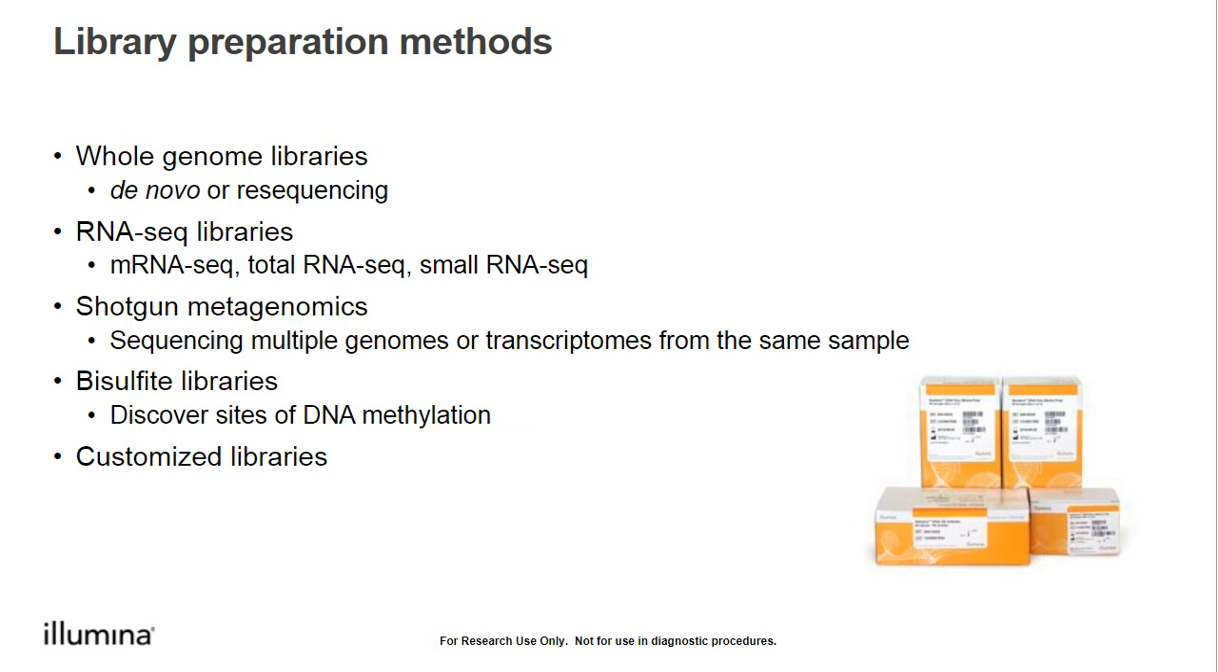Libraries can be prepared from RNA. This can include mRNA sequencing, total RNA sequencing, or small RNA sequencing. Libraries can be prepared from metagenomic samples, so there will be multiple species present within each sample. We can create bisulfite converted libraries, which allow us to study DNA methylation patterns. For some applications, we might need a more custom approach, and these are usually found in publications.